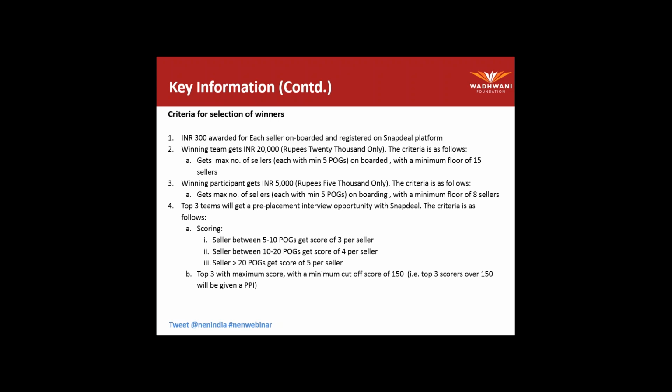Next, the top 3 teams who will get the pre-placement opportunities will obviously have to understand this scoring segment: you will be getting a score of 3 per seller if the seller has 5 to 10 products. Let's say a seller has 10 to 20 products to onboard on the marketplace, then you get a score of 4 per seller. And finally, if you have a seller who has more than 20 products to upload and showcase, then you will get a score of 5 per seller.